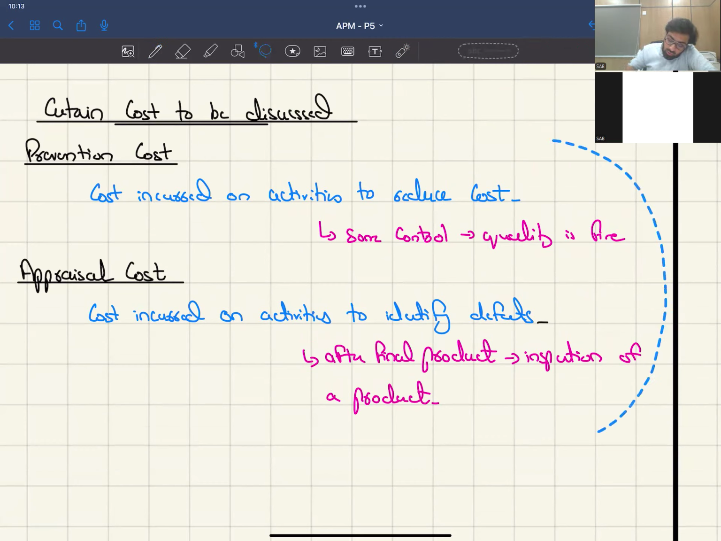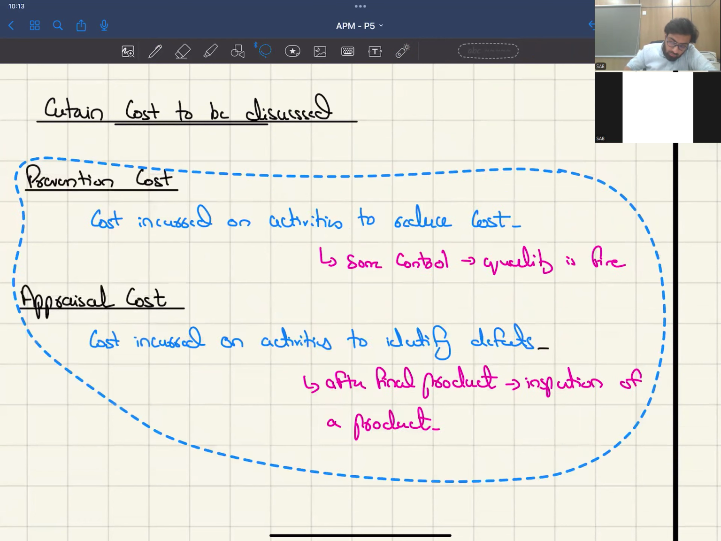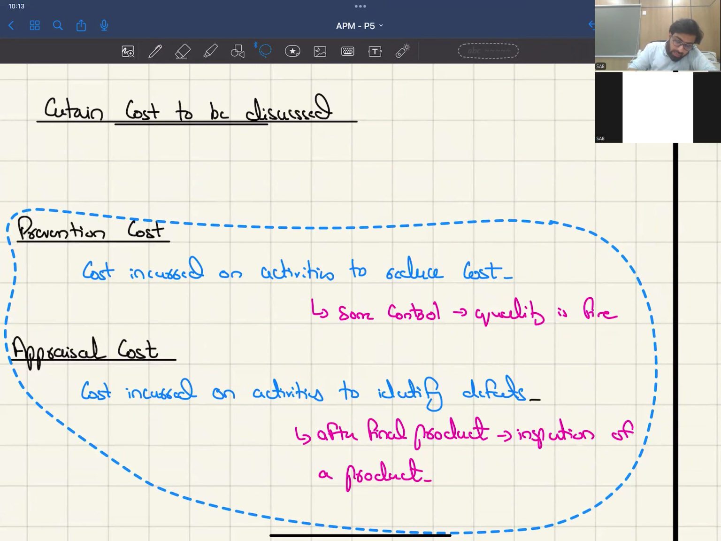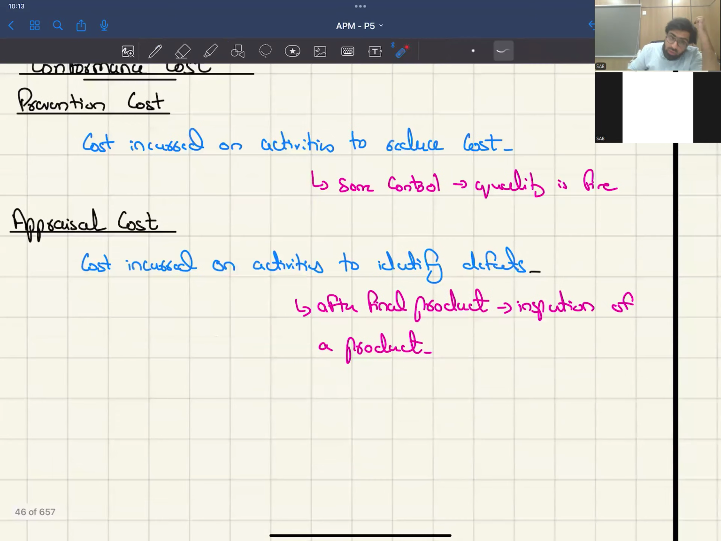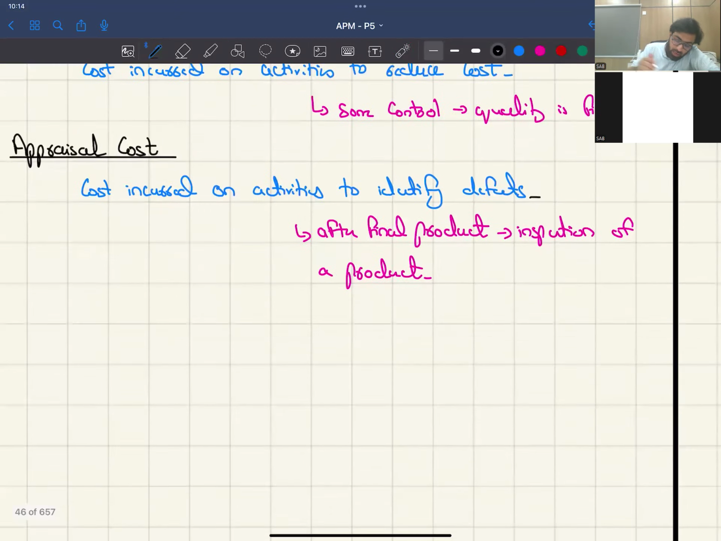Now, these costs are also known as conformance cost, right? So what's conformance cost? It's basically the cost incurred before delivering the product, making sure that your quality is intact. That will be known as conformance cost.